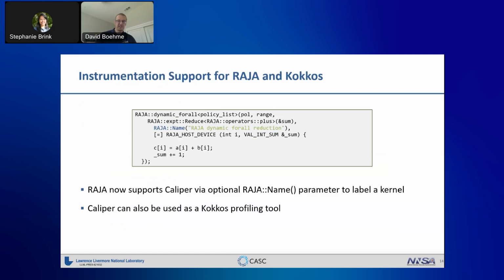We now have explicit instrumentation support in RAJA and Kokkos for Caliper, actually. The latest RAJA release has this RAJA name template argument where you can put in a human readable name, and you can use that as a Caliper region. Similar functionality exists with Kokkos, so you can use Caliper as a Kokkos profiling tool if you're familiar with that. They've had that functionality for a while.